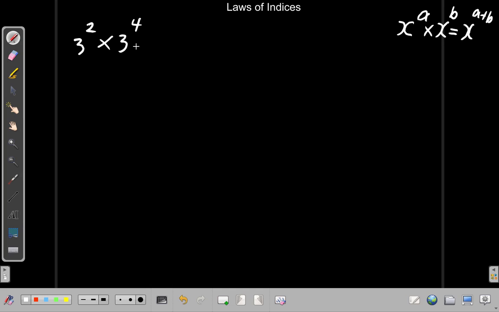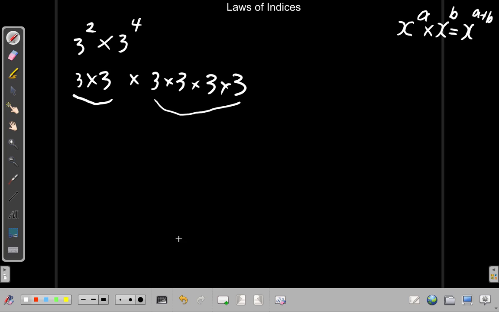Now let's write this out. Let's line up all the 3's. This says 3 squared. So you have 3 times 3. So that's 3 squared. What about the 3 to the 4th? This is multiplied by, let's put the 3 to the 4 out here. It's 3. And you know there are 4 3's. 1, 2, 3, 4 3's. And they multiply each other. So over here we have 3 squared times, and over here we have 3 to the 4th. Alright?